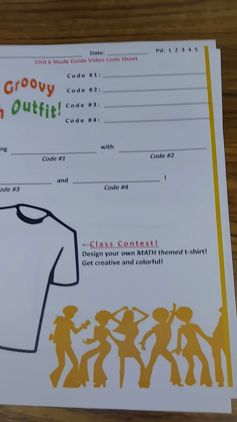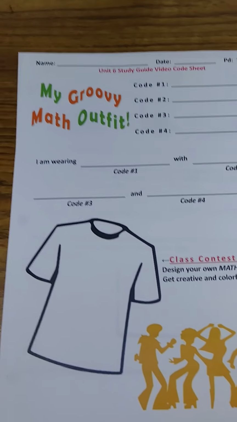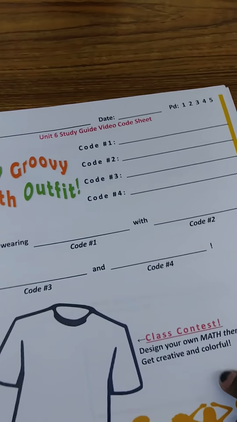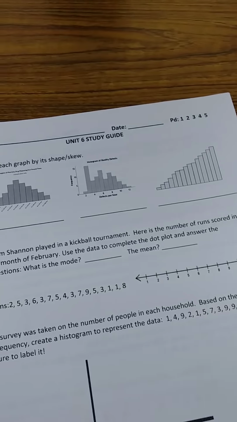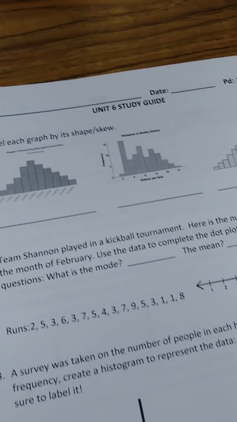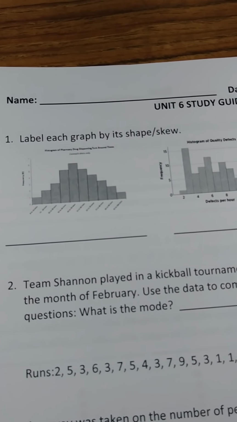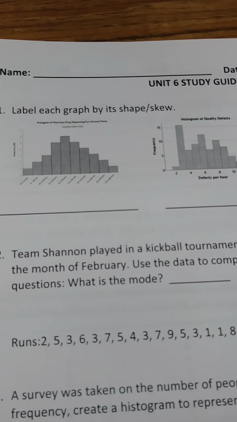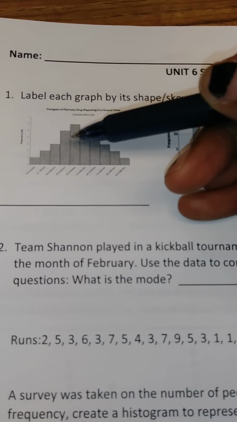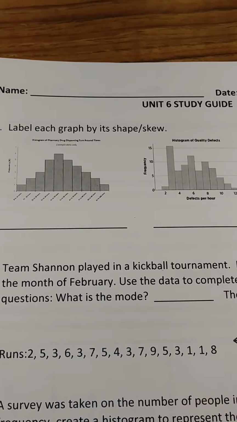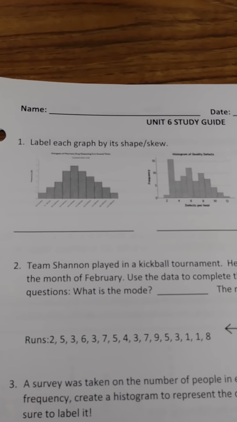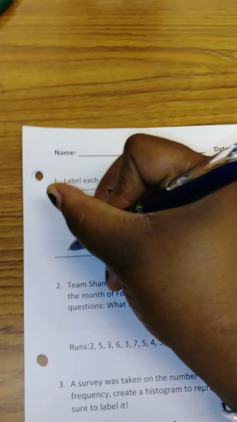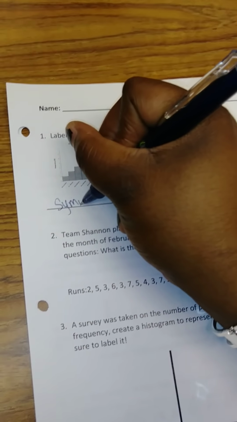All right, so you should have your code sheet. Let's look at the first page. It says label each graph by its shape or skew. So this first one, we're looking at the peak. That's how we start to see the skew. On both sides of the peak, the data is basically even. So this one has symmetry.